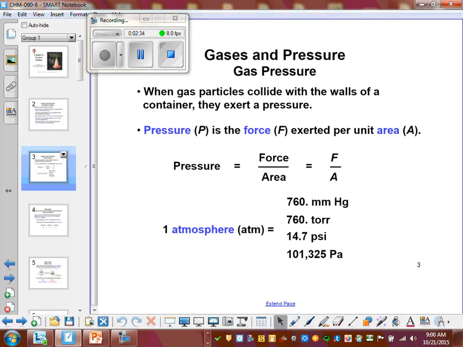At sea level, the pressure is 1 atmosphere. 1 atmosphere is equal to 760 millimeters of mercury, which is equal to 760 torr, which is named after Torricelli, who invented the barometer. 1 atmosphere is 14.7 pounds per square inch, so if you're standing on the beach in Wilmington right at sea level, the air is pushing on you with a force of 14.7 pounds per square inch. And the bottom one, 101,325 pascals. We're not going to use pascals.